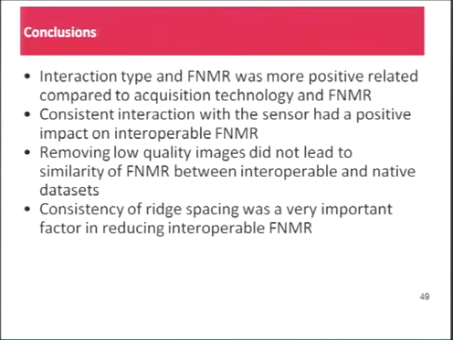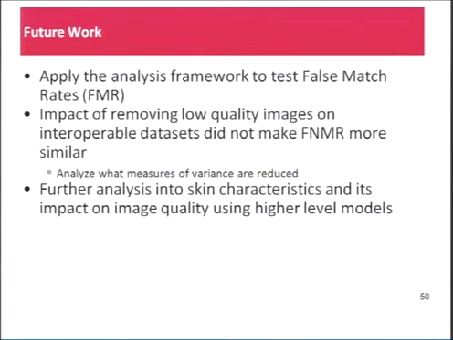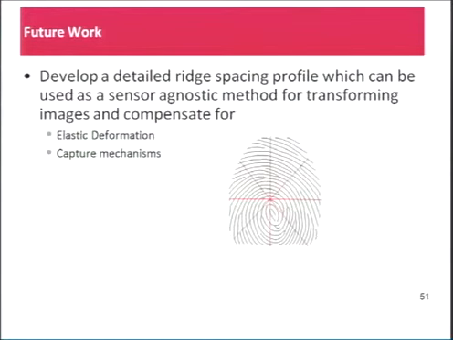So one of the avenues of further research is to look more deeply into what types of variances are reduced when low-quality images are removed from the data sets. And consistency of ridge spacing seemed to be the most important factor. So one of the main future works that has come out of this is to develop a detailed ridge spacing profile, which can be used in a more sensor agnostic transformation process.